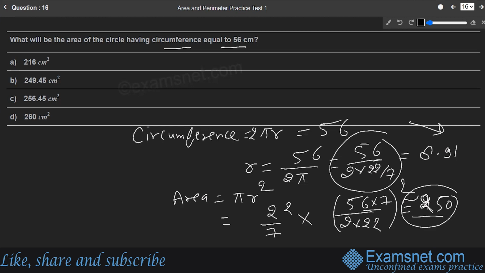So let us see where it is available. It is available in option number B. Most close to 250 is 249.45 centimeter square. That's why this is becoming the right answer.